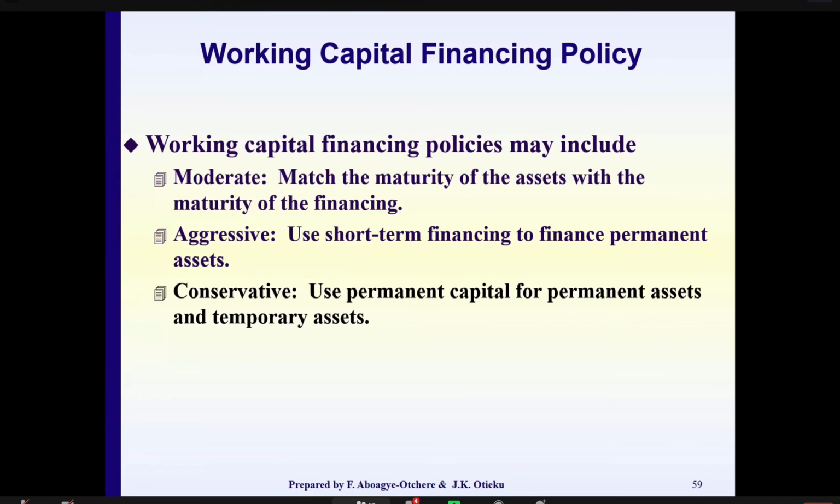Then we have the conservative. The conservative is where the maturity of the asset is shorter than the maturity of the finance. So it means by the time the asset has matured, the financing is not due. Especially if you decide that you are using permanent capital for short-term or temporary assets. So you're always going back to your shareholders to bring in money for your working capital. That would be an example.